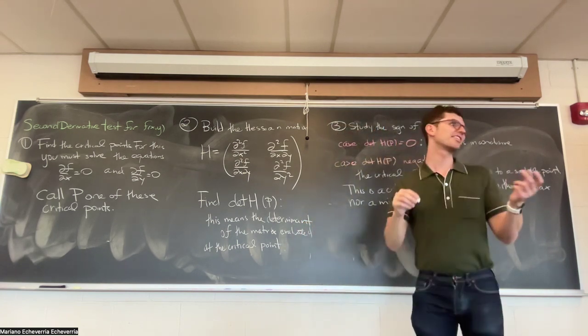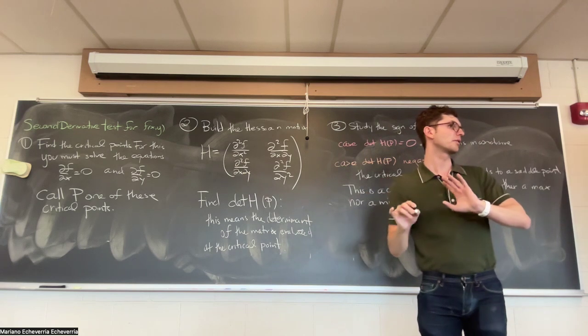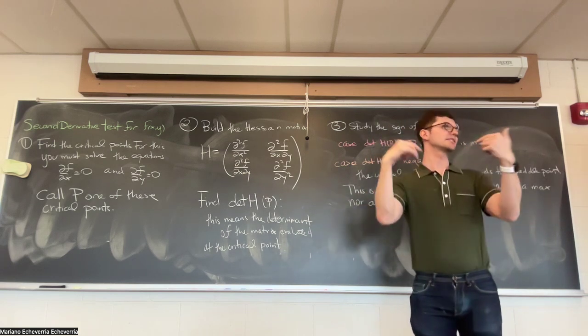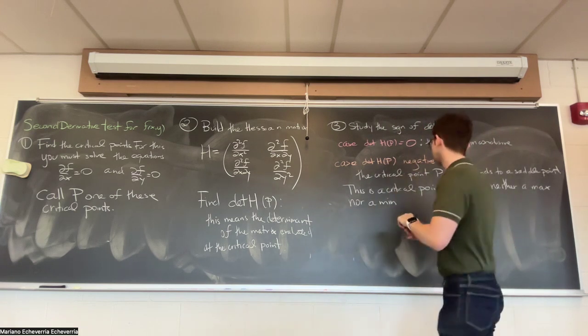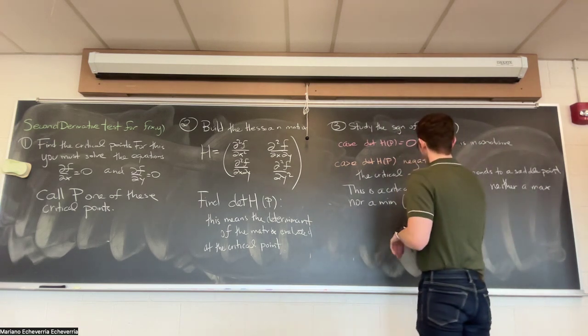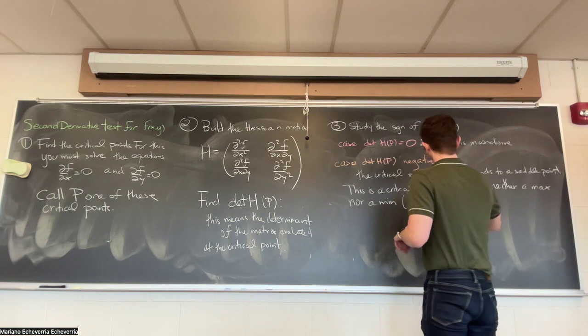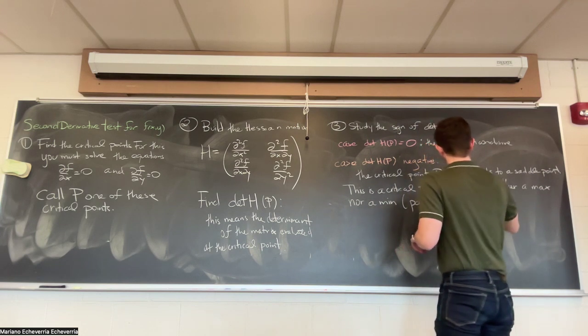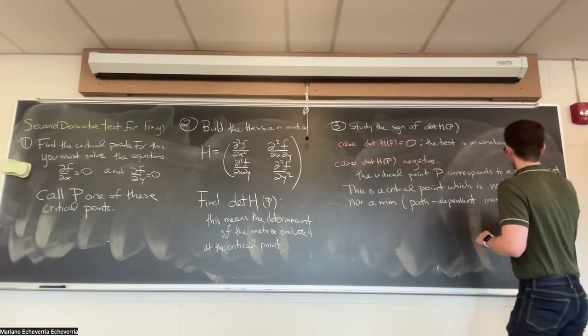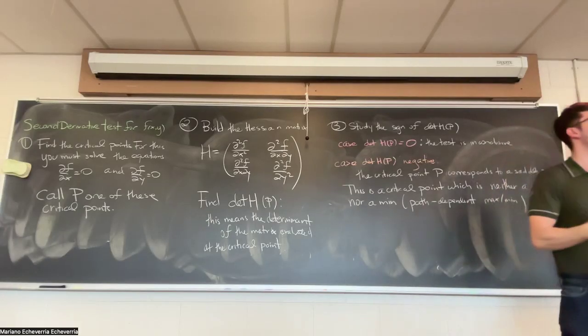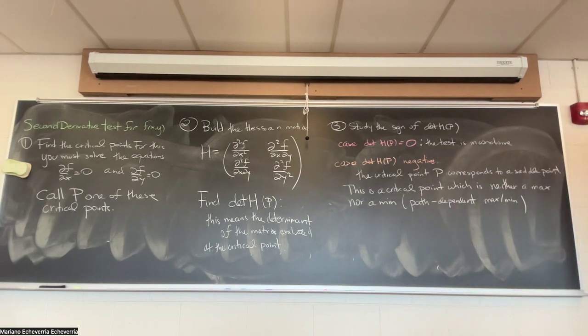So it's kind of path dependent, if you want to think about it that way. Whether you're a max or a min depends on the path that you took to get to that point. So it's a path dependent max or min. It looks like a max or a min depending on which path you take. And that's not good if you want to be a max or a min. Okay.